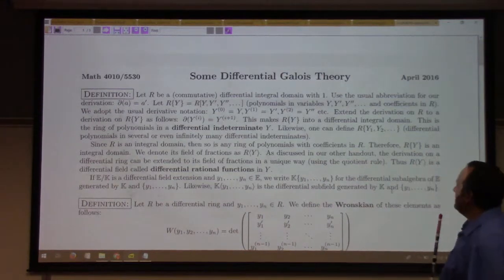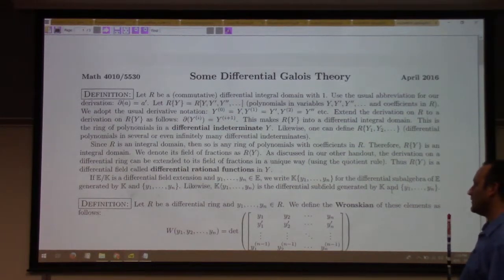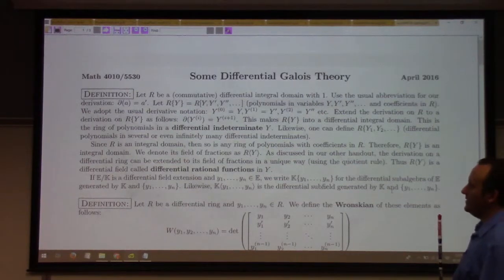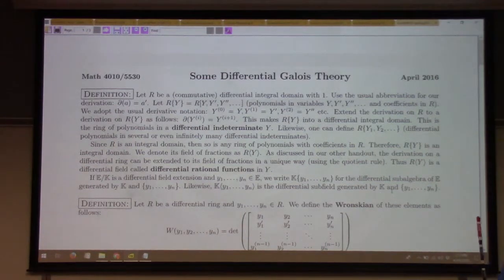So that makes this into a differential integral domain, a ring of polynomials in the differential indeterminate y. Was it a question? I'm just confused about the derivative of y to the i. Normally the derivative would be i times y to the i minus 1 or something like that? Oh, but this is not y to the power i, it's the ith derivative. So like, what is y prime prime? Good question though.